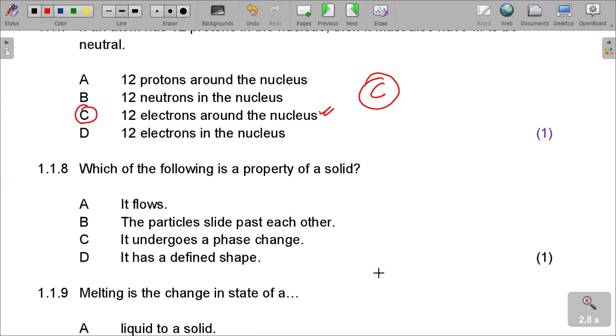Number 8, which of the following is a property of a solid? Properties, we are talking about characteristics. Which one is the characteristic of a solid? It has a defined shape. A solid has a defined shape, which is D.